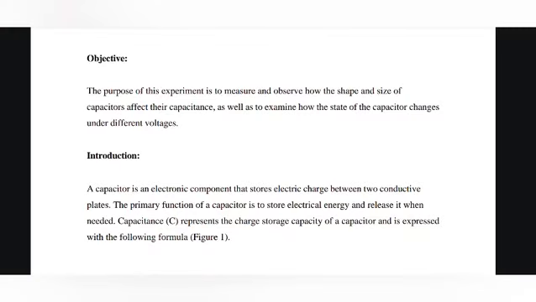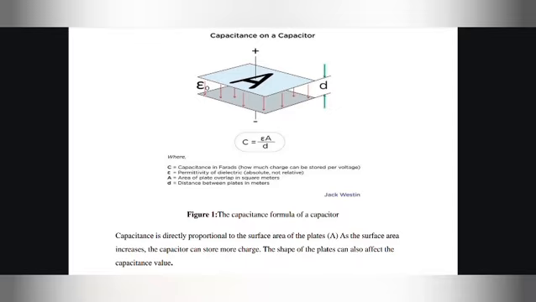The objective of this experiment is to measure and observe how the shape and size of capacitors affect their capacitance, as well as to examine how the state of the capacitor changes under different voltages. Here we have the formula that we will use in order to measure the capacitance on a capacitor. And in this formula, we can directly see that area and capacitance are directly proportional.